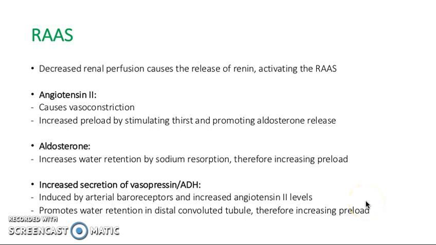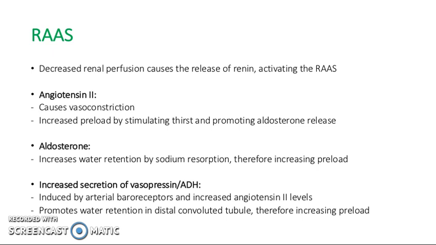So the RAS system: activation of beta-1 and alpha-1 receptors in peripheral vasculature and the decreased renal perfusion both cause the activation of the RAS system. Angiotensin II causes vasoconstriction and increased preload by stimulating thirst and promoting aldosterone release. The aldosterone will increase water retention by sodium resorption, therefore increasing preload.